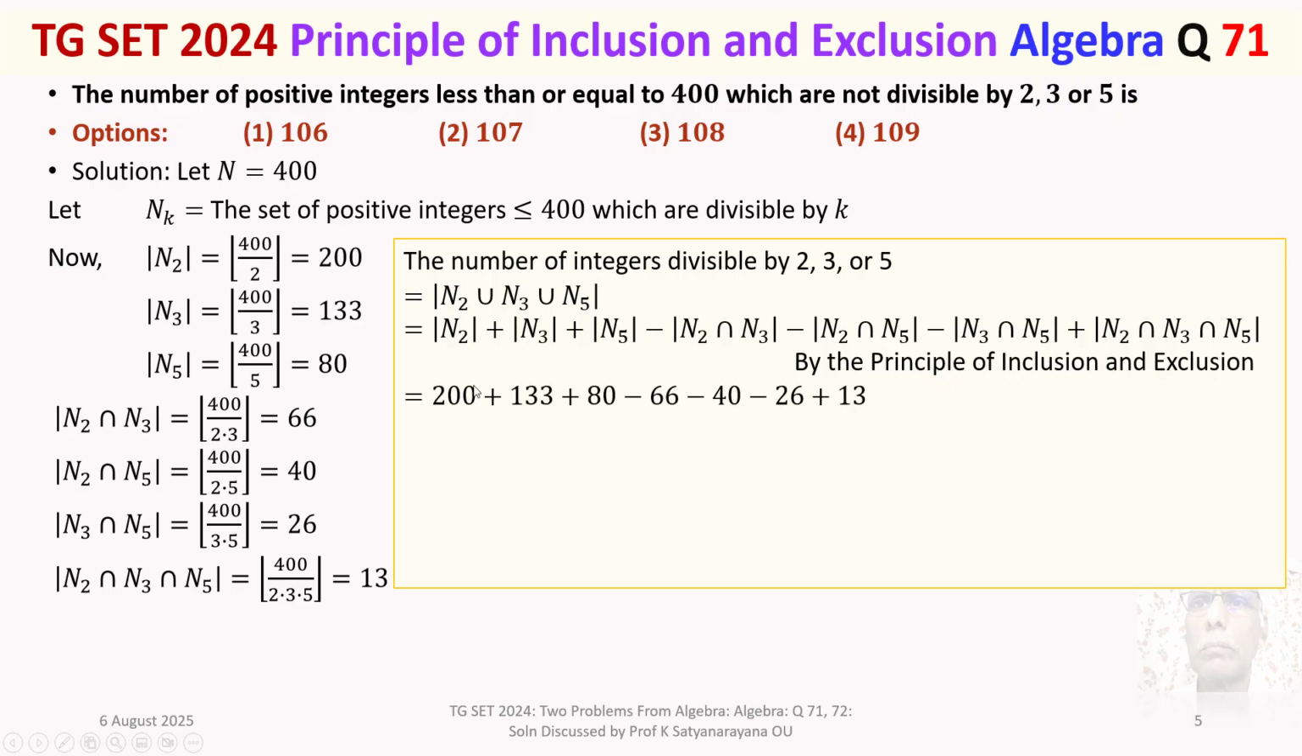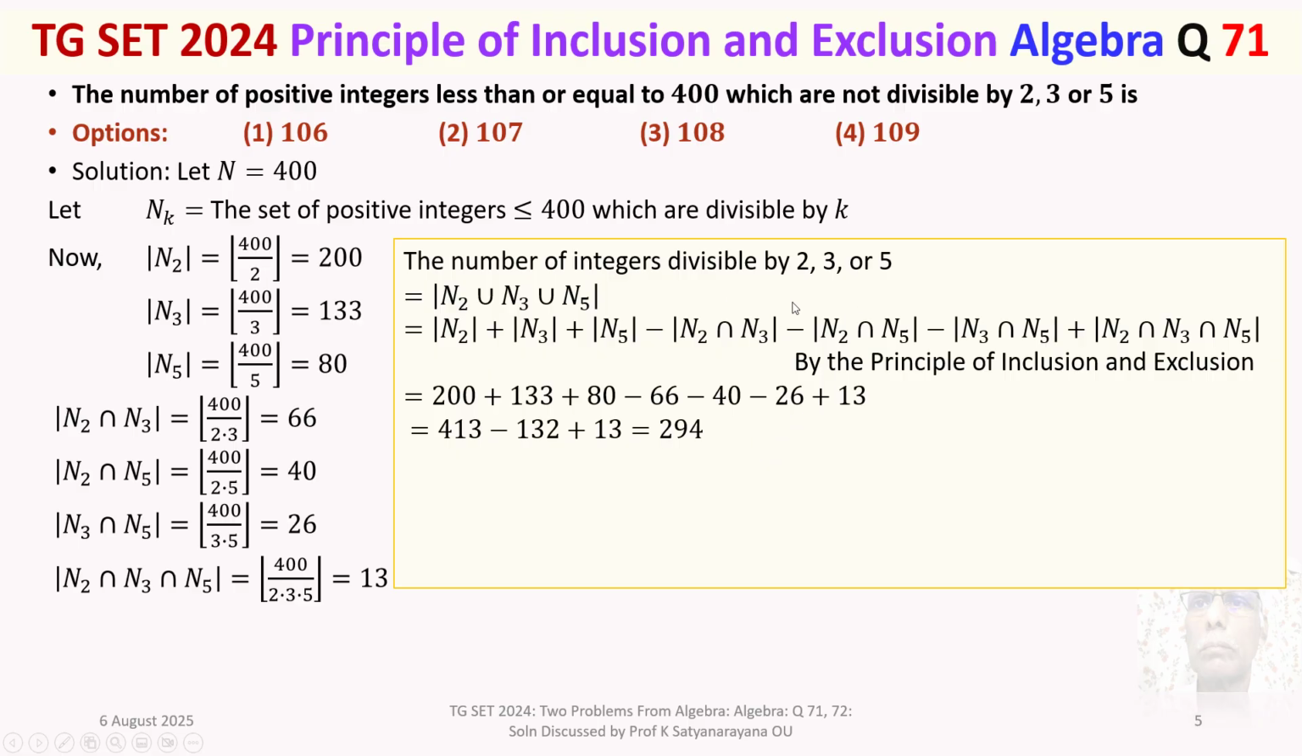Substitute. Order of N2 is 200, order of N3 is 133, order of N5 is 80, order of N2 intersection N3 is 66, minus 40, minus 26. Last one, the number of elements present in N2 intersection N3 intersection N5 is 13. Adding 413 minus 132, these minus ones are subtracted, plus 13, that is 294.